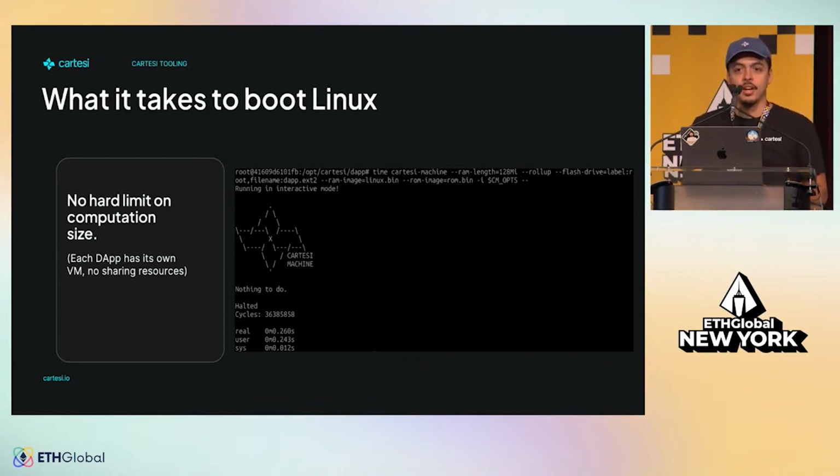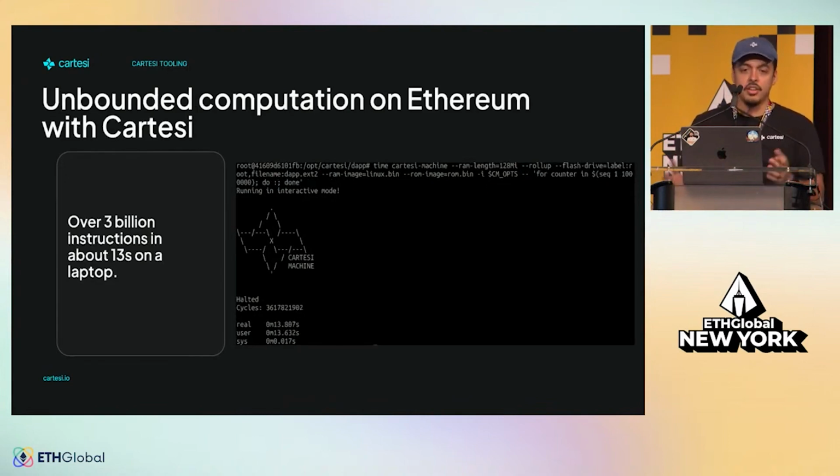They have different goals. And within 13 seconds, just to maintain some comparison, which is the block time on the Ethereum network, on a laptop such as this one, you can have 36 billion instruction cycles run. So that's a lot. Correction, guys: 3.6 billion.